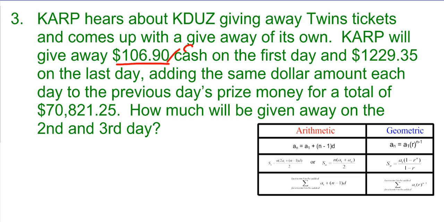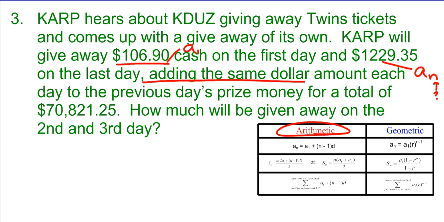I'm just going to label it here. That seems like that'd be A1, doesn't it? And $1,229.35 on the last day. So on the last day, this seems like it's my AN. I'm not sure how many days there are yet, but that's how much they give away on the last day. Adding the same dollar amount, that tells me this is arithmetic.